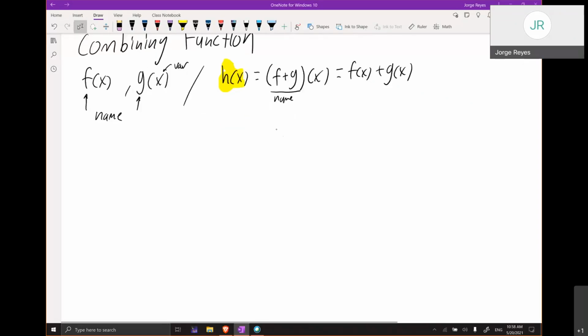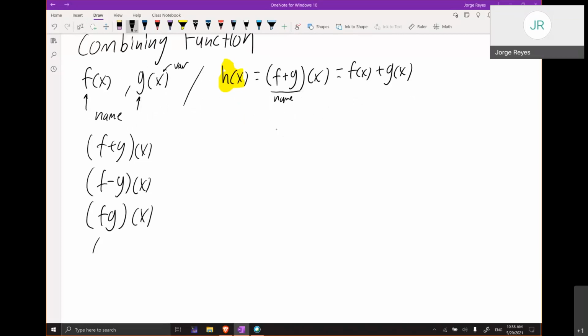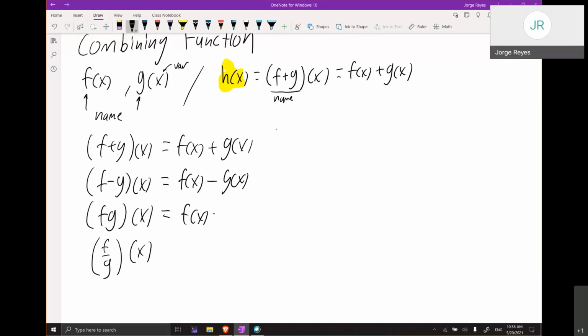So we're going to be able to do f plus g, f minus g, f times g, so fg, and f over g, or f divided by g. So these are four new functions, and how we get them is pretty self-explanatory. This one you just add them together. This one you subtract. This one you just multiply them together. And this last one you actually just divide them.